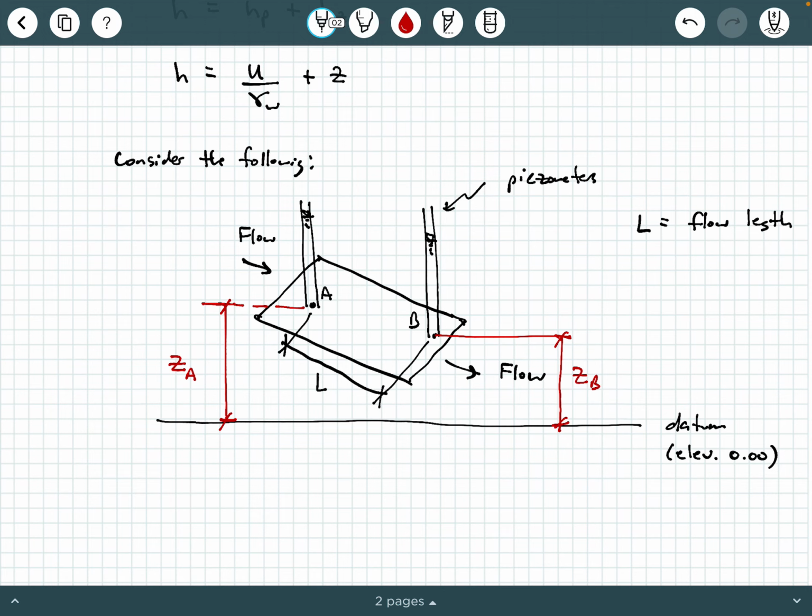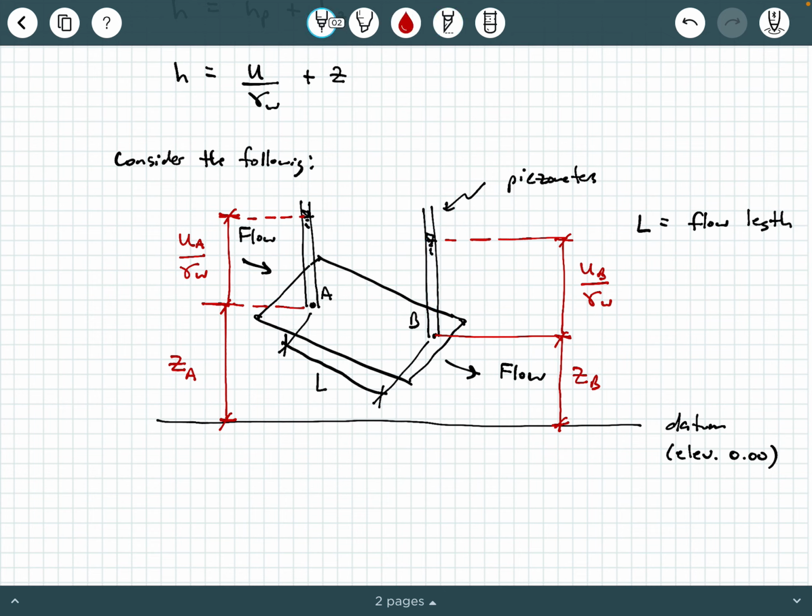Now, what about the pressure head term? So the pressure head is going to be the distance from point A up to the level of the water in the piezometer, okay? So this will be pore water pressure at A divided by unit weight of water. And then similarly, we're going to have a pressure head at point B. This will be U sub B over the unit weight of water. So again, the pressure head is going to be literally the distance that water rises in the piezometer from the point of interest up to the water level.